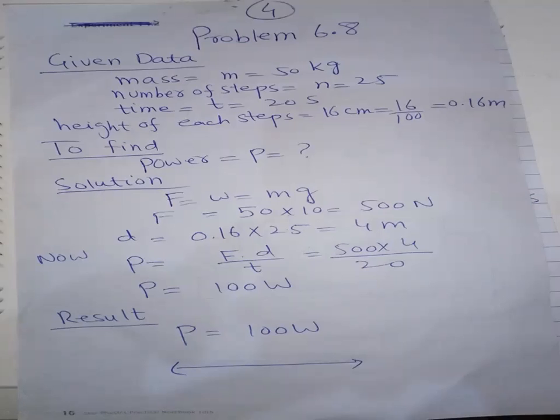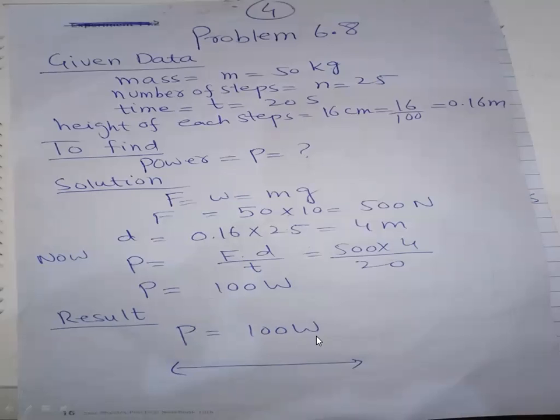So power is equal to F times D divided by T. The formula for power is the rate of doing work, W by T, and W is equal to F times D. So 500 multiplied by 4, divided by T. Force is 500, I just found it, and D is 4 meter. Time is 20. So 500 multiplied by 4 divided by 20 gives power equal to 100 watt. The power unit is watt, so my result is power equal to 100 watt.